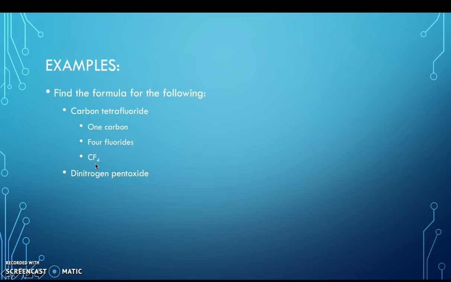Okay, dinitrogen pentoxide. Di here on the nitrogen means that we have 2. Nitrogen is the N, so we have 2 nitrogens. Pent is the prefix for 5, oxide meaning oxygen, so we have 5 oxygens. We look and that gives us N, subscript 2, O, subscript 5. So N2O5 is dinitrogen pentoxide.